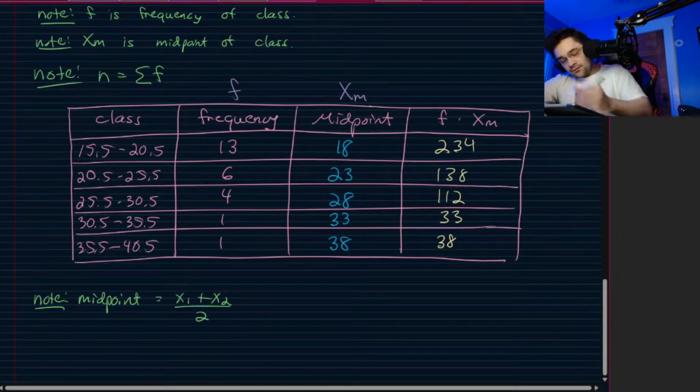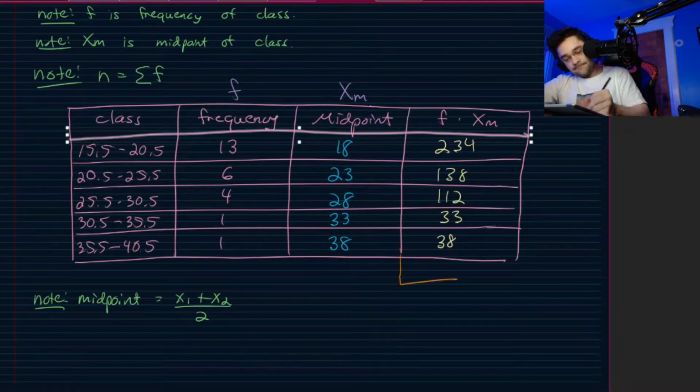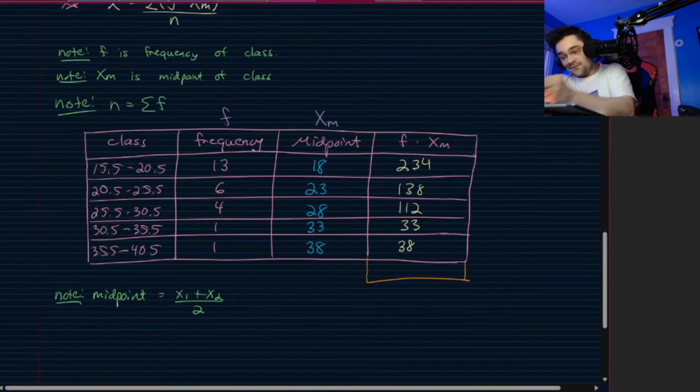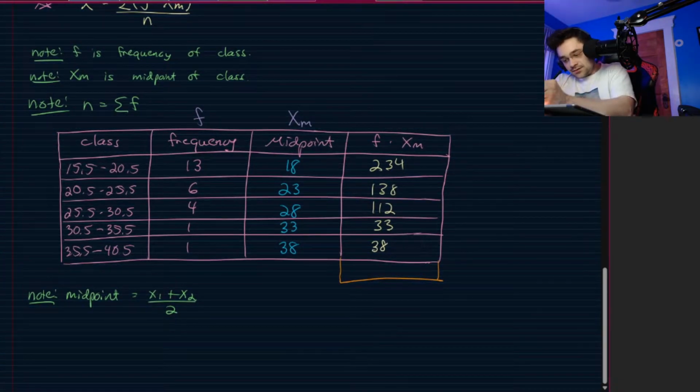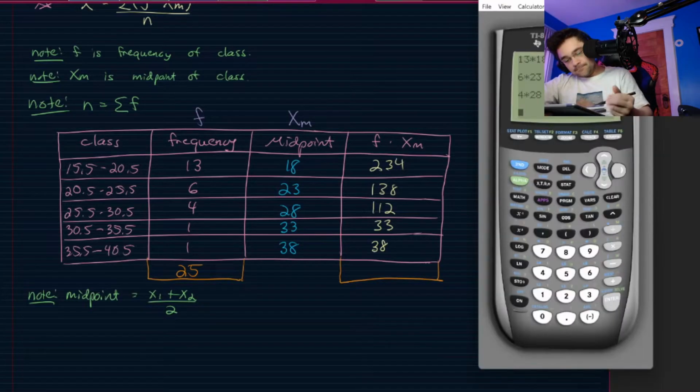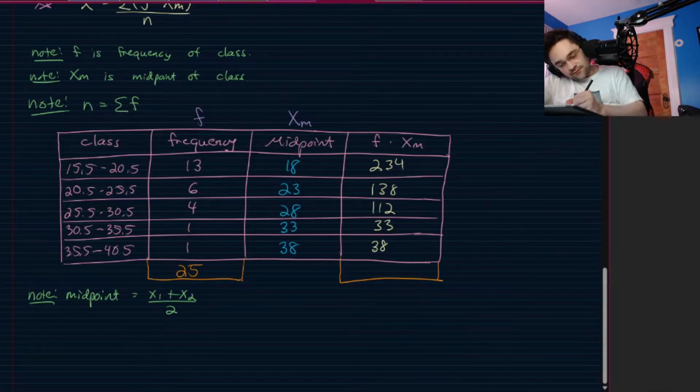So what do we get? Let's see, I've got to add all these and divide by, remember, in this case, n is 25. That's the sum right here. Remember, the sum of the frequencies, that's our n. So 234 plus 138, 112, 33, and 38, and I'm dividing it by 25. Well, let me do that in a sec. So this is actually 555.